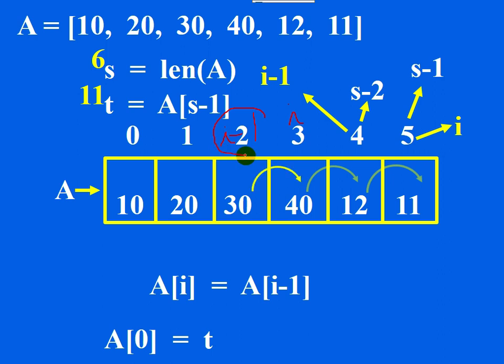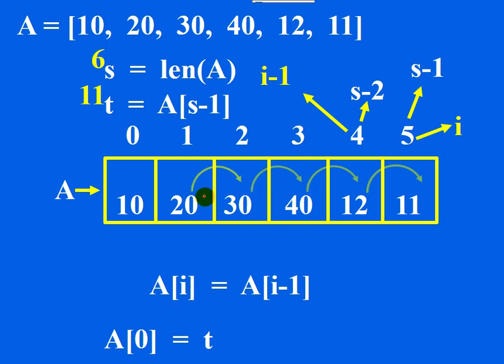If this is I minus 1, this is A of I minus 1. If this is the new value of I, this is position A of I. So here also A of I minus 1 should be assigned to A of I. Remember, the statement is the same, but the value of I changes. Now your I becomes 3.